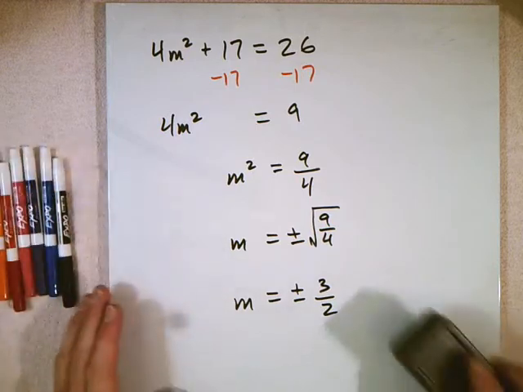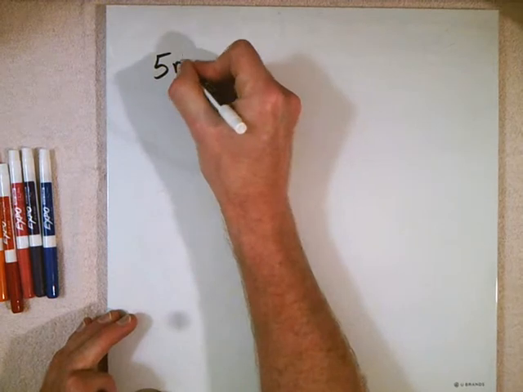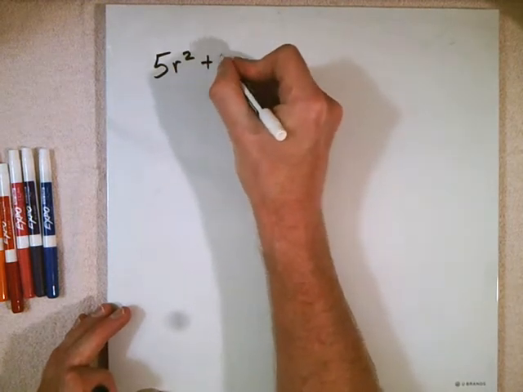All right, let's move on to another example. Can we make it a little more difficult than that? I suppose so. Let's see what we got here. How about, yeah, let's do this guy here. That's not too bad. It's very similar to the last one, but a little trickier toward the end there. 5r squared plus 13 equals 15.